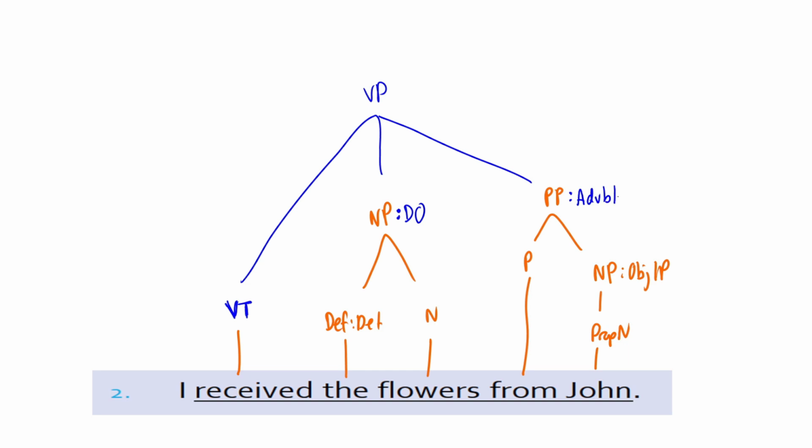You might think this is just like a give verb because it is something going from somewhere to someone, but we can't do that rephrasing. So I received John the flowers. Doesn't quite work out. That's number 2.